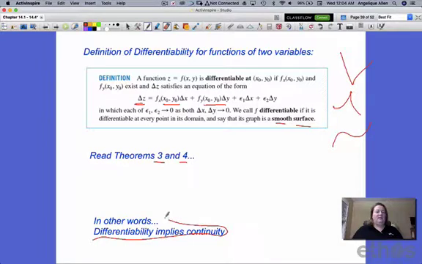Differentiability implies continuity. All right, so we will use that at more length later. I just wanted to introduce you to this definition right here at the end where we're talking about continuity and differentiability.